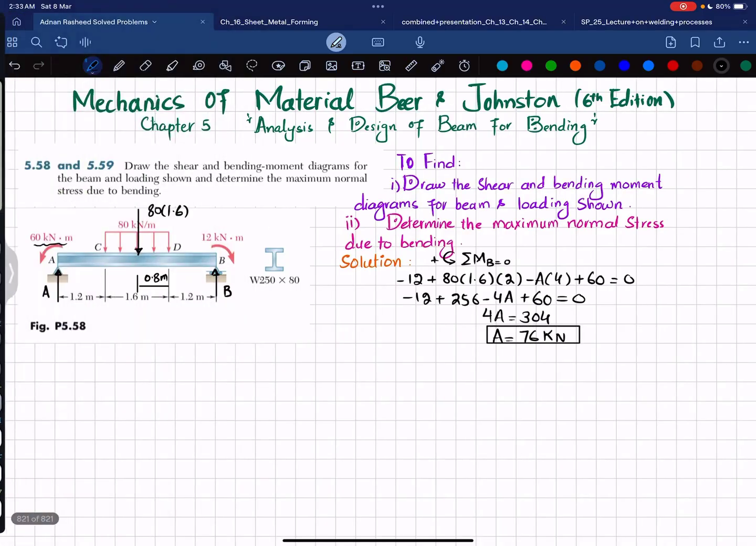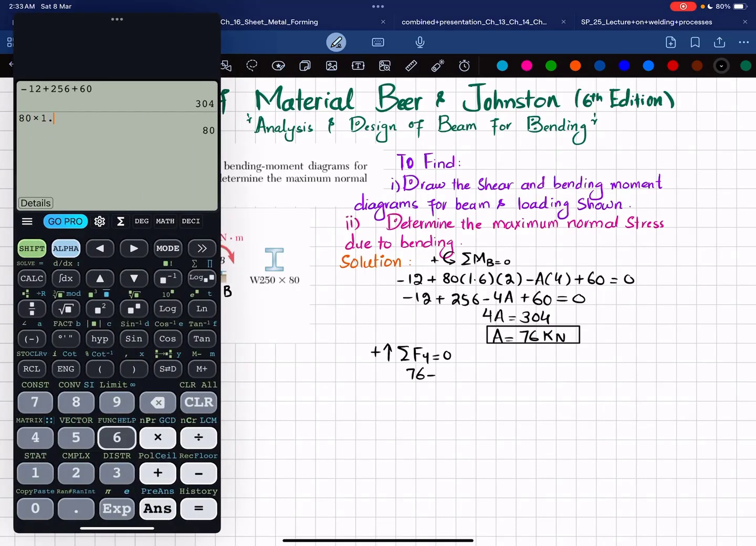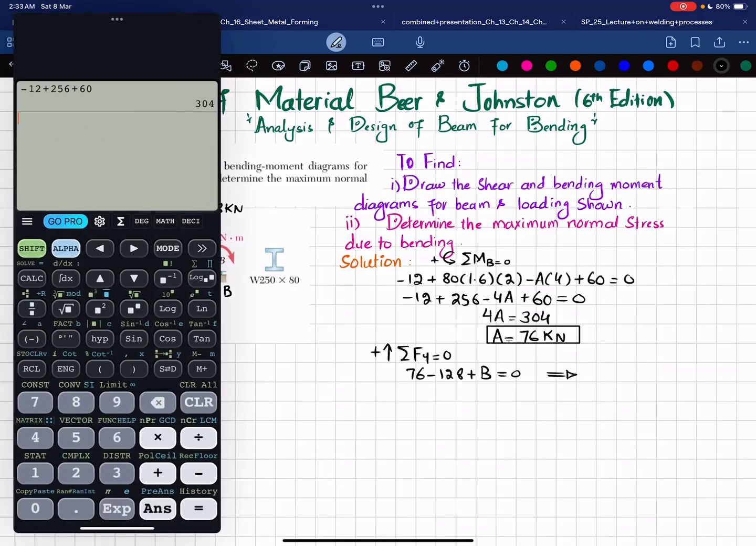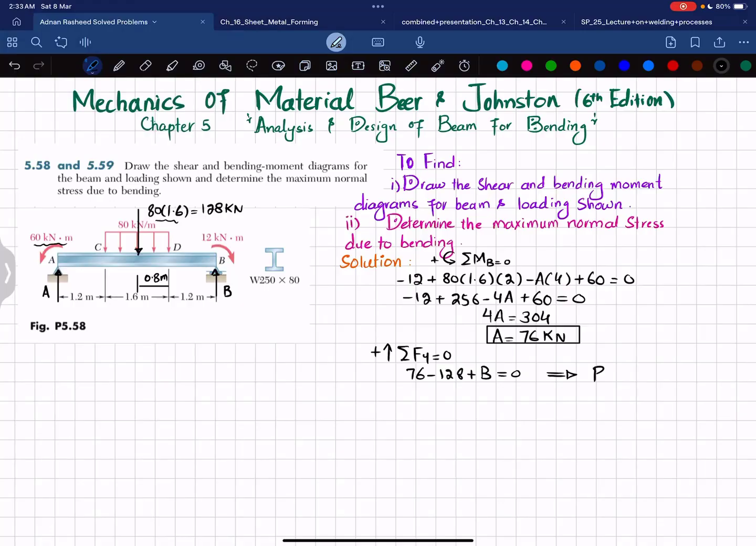Now what we will do is calculate B by using another equation of equilibrium, that the sum of all forces along the y direction must be equal to 0, and upward force is taken as positive. So A, which is upward, is 76, minus 80 multiplied by 1.6. So 80 multiplied by 1.6 will give you 128 kilonewton. So this is minus 128 plus B is equal to 0. So from here, 76 minus 128 will give you minus 52. So B will be equal to plus 52 kilonewton.